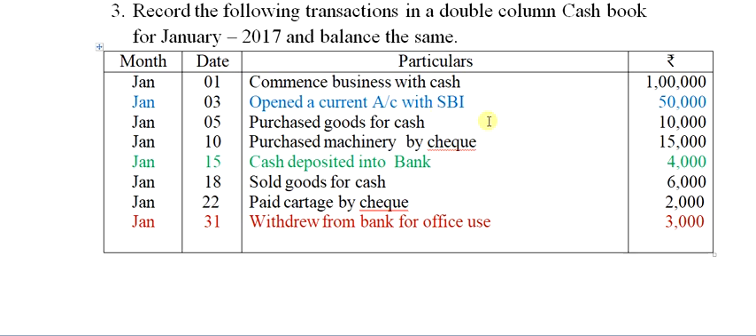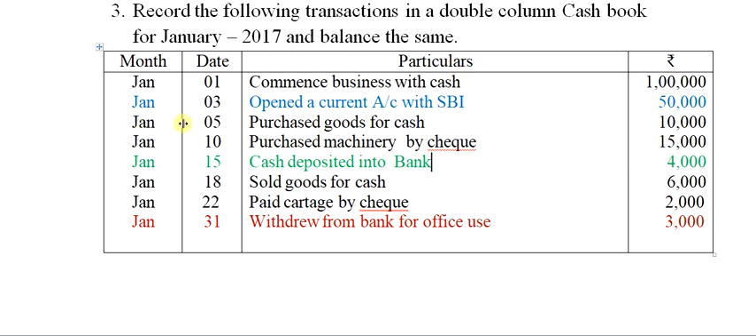Jan 3rd, opened a current account with SBI rupees 50,000. This will be treated as a contra entry. What happens here? Our cash balance reduces under the credit side. Our bank balance increases under the debit side. How? When we open a current account, we need to pay the cash. How much are we paying? 50,000. When we pay 50,000, our cash balance reduces under which side? Credit side. At the same time, our bank balance increases. That should be taken under which side?